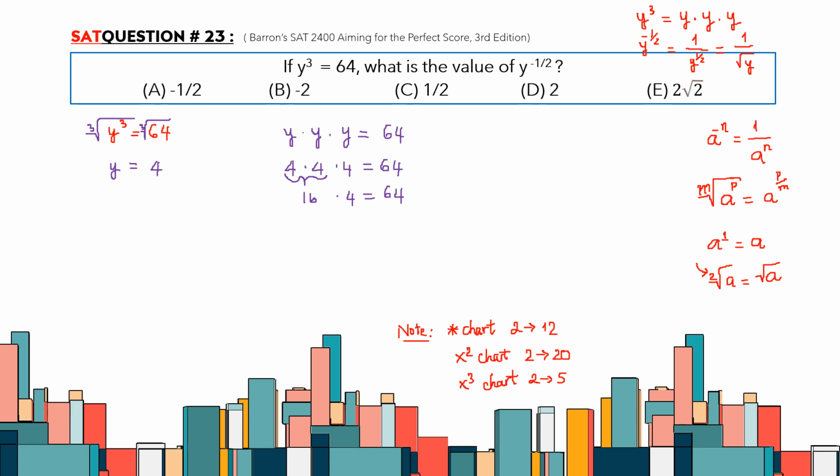Okay, so we already know y to the power of negative 1/2 is 1 over the square root of y. Now y is equal to 4, so 1 over the square root of 4 equals 1 over 2. So this is the right answer.